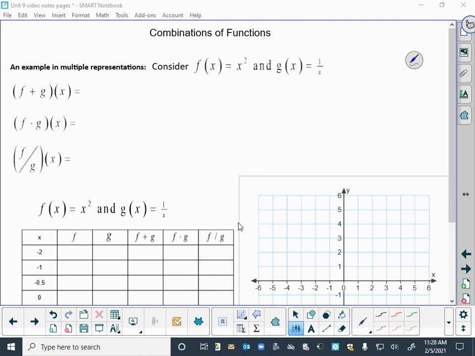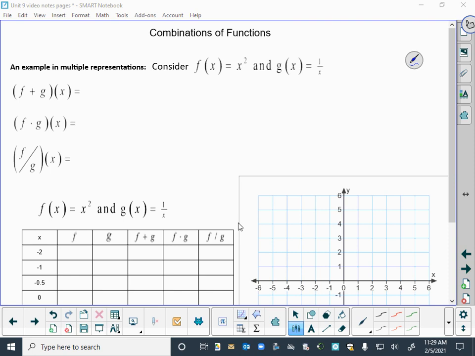All right, continuing our study of the properties and attributes of functions, we're going to take a look at combinations of functions. So the worksheet that you have defines what those combinations are, either adding, subtracting, multiplying, or dividing two functions together. We're going to look at one particular example here. We'll pick f of x to be x squared and g of x to be our reciprocal function that we just learned about. And we'll take a look at symbolically what these combinations look like, and in a table, and then also in a graph.